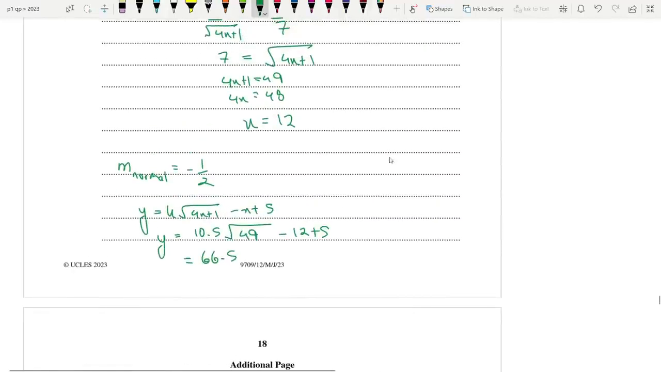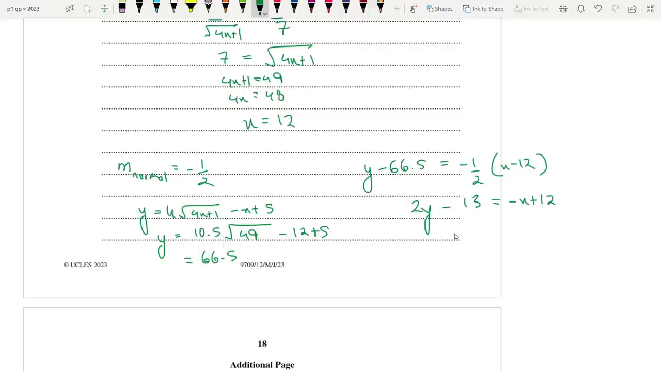So let's find out the equation of the normal. Y minus 66.5 is equal to minus half (x minus 12). So 2y minus 66.5 into 2 is 133, is equal to minus x plus 12. So 2y is equal to minus x plus 25, or y is equal to minus half x plus 25 by 2. Anything works honestly, but that is our final answer.